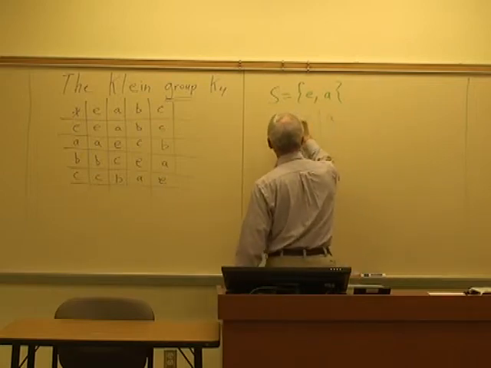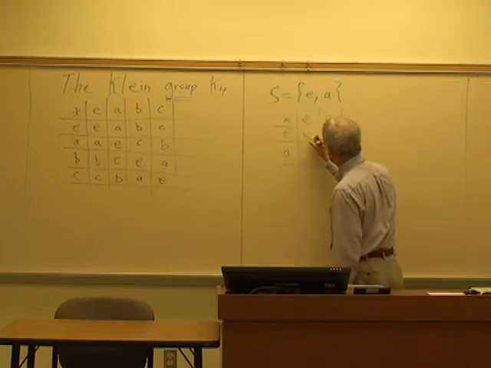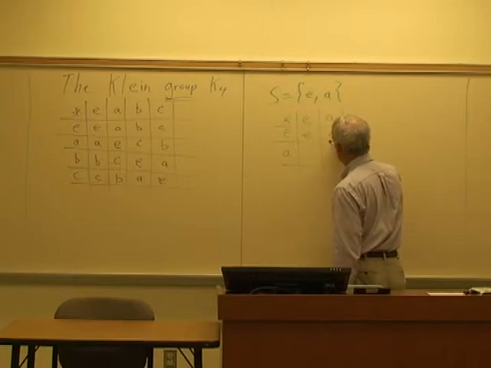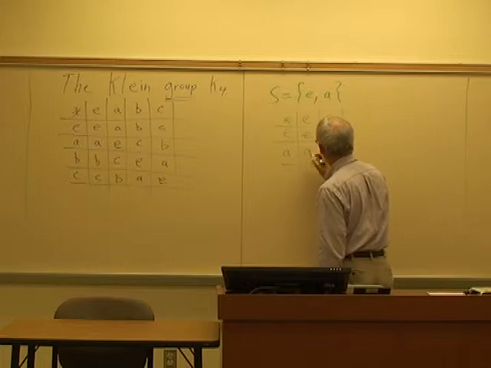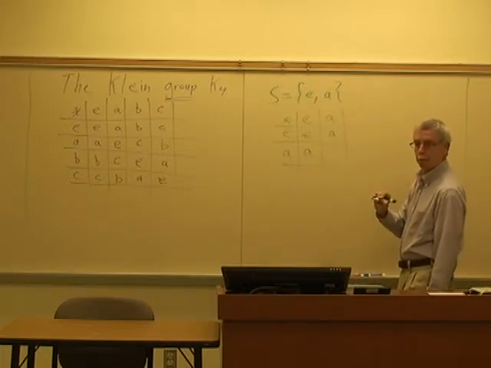That is, we need to use the same star with the same answers. Well, E star E is E. E star A is A. And A star E is A. And A star A is E.